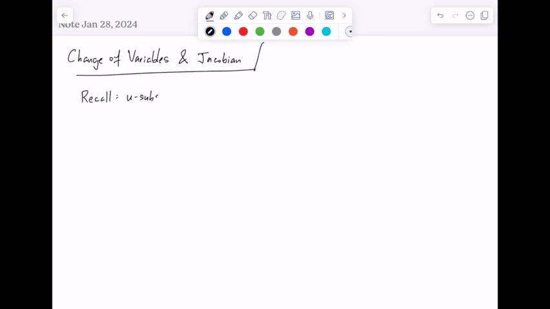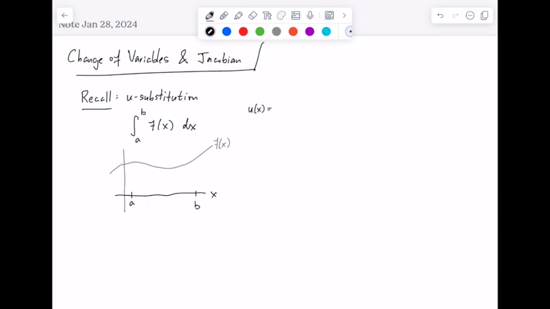Oftentimes, in one variable, you're asked to integrate a function f of x over an interval from, say, a to b. And it's sometimes easier to do a substitution where, in place of x, you choose u of x to be a function, and you hopefully want the derivative du dx to also satisfy additional properties. But let's switch the perspective a little and see what's happening.